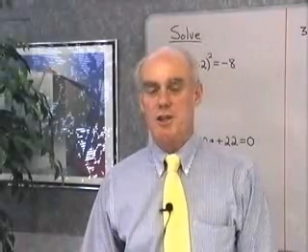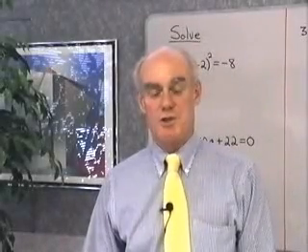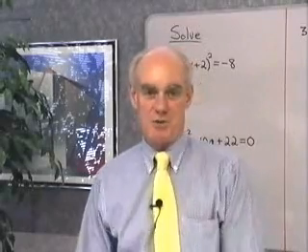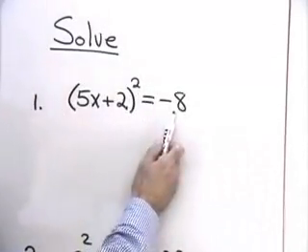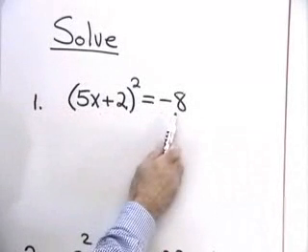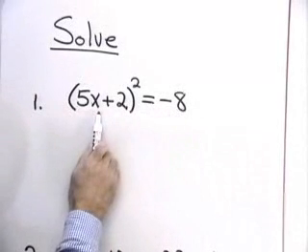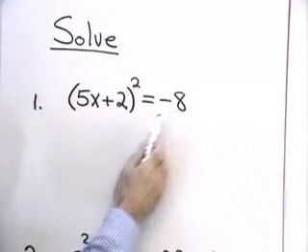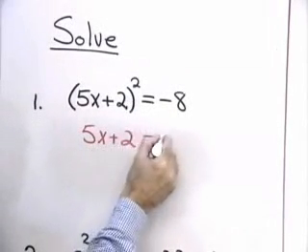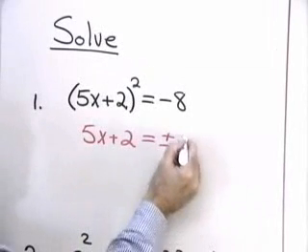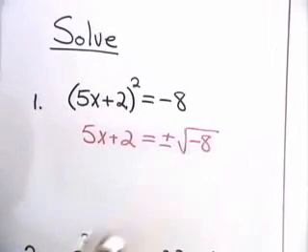We want to take a look at the solution to some quadratic equations where we solve them by what's called completing the square. Here's our first one. We have 5x plus 2 quantity squared is equal to negative 8. Now, to solve this equation, we say if the quantity 5x plus 2 squared is negative 8, then 5x plus 2 must be either the positive or the negative square root of negative 8.